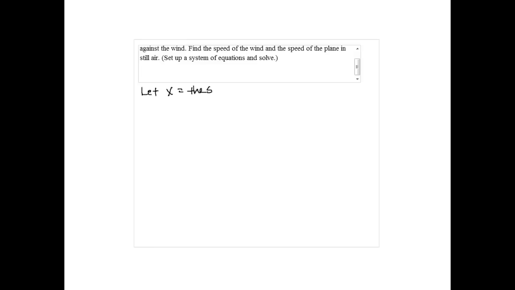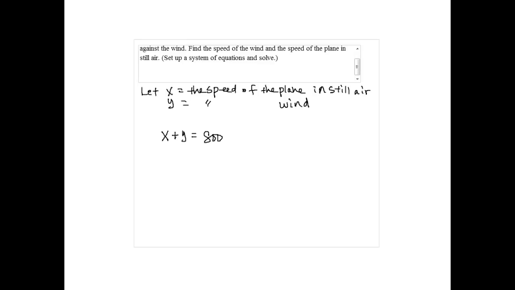Let x be the speed of the plane in still air, and let y be the speed of the wind when the plane is going with the wind. The speed of the wind is helping the speed of the plane in still air. So the total speed will be x plus y equals 800 miles per hour.